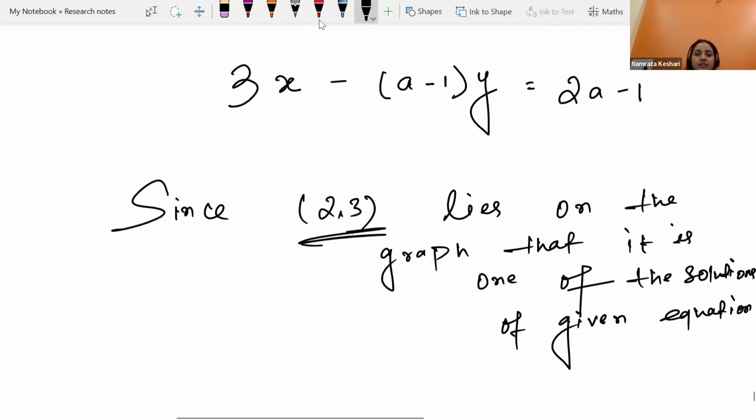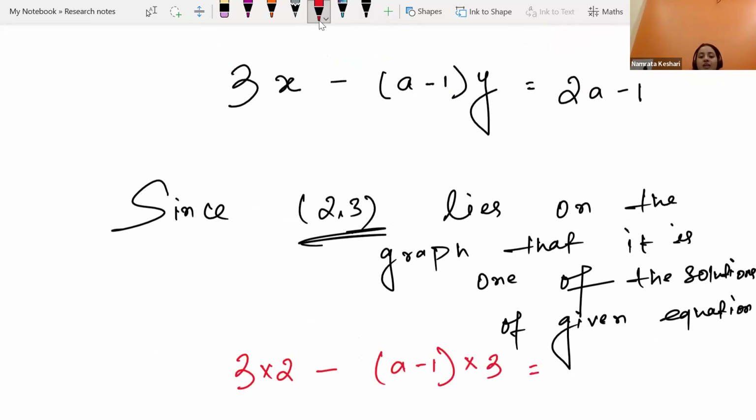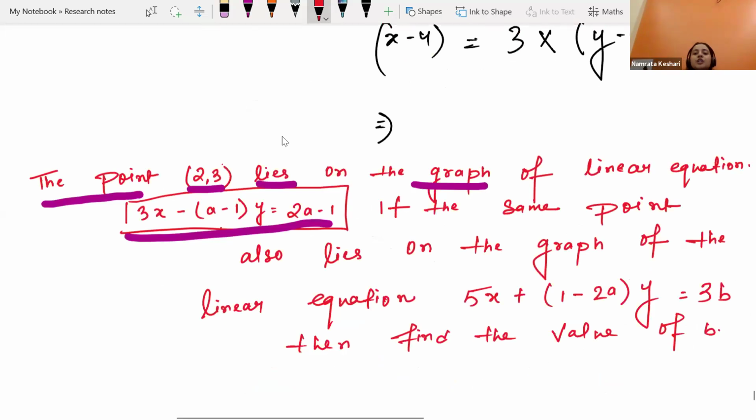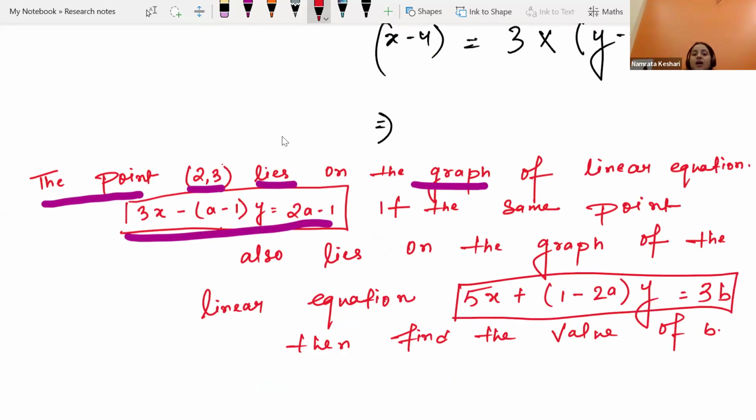Let's substitute x as 2, y as 3. But what do we have to do in this particular question? Okay, let's read what we have to do. This much we are able to figure out just by reading the first statement. Let's read it: if the same point also lies on the graph of this, okay, the same point lies on this graph also, then find the value of b.